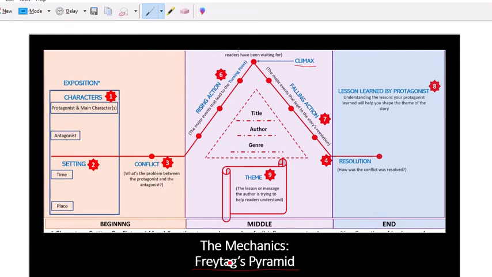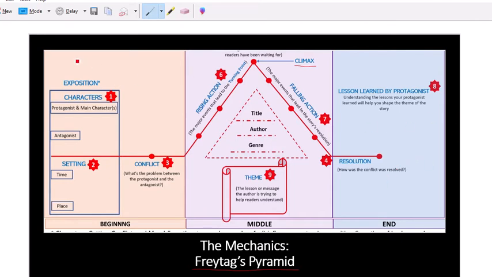Okay. So this is called Freytag's Pyramid. And the idea is that we are plotting out those plot points. We're showing the plot points in a diagram. So I'm going to go through the diagram. I'm sure some of you have seen something like this before. We'll go through the different parts, and then we'll talk about, as a writer, each different section.